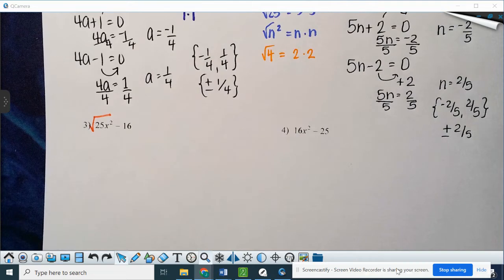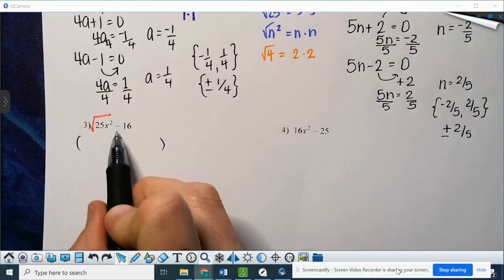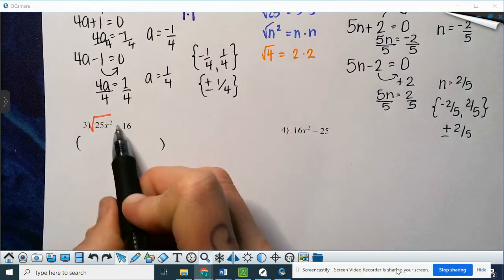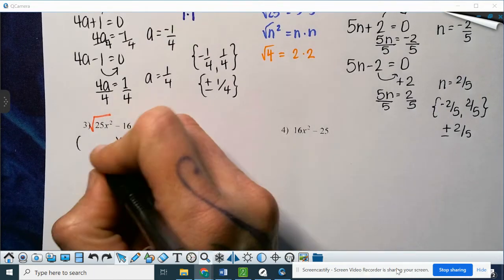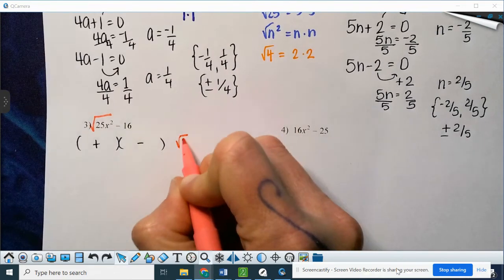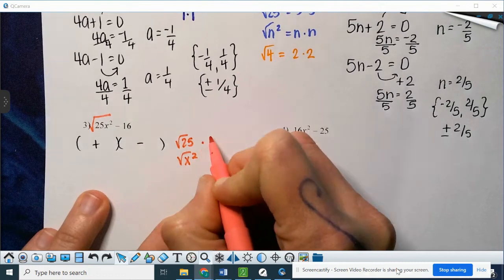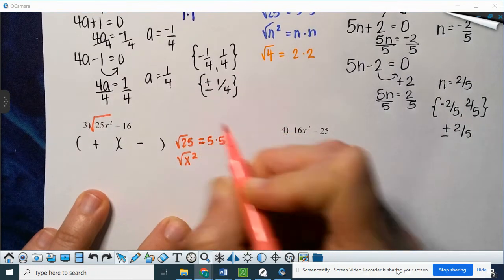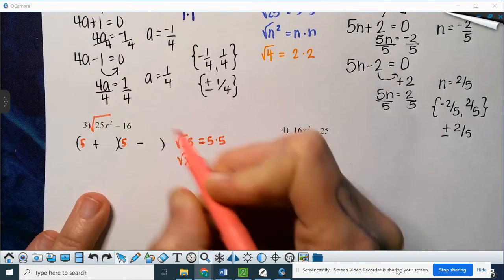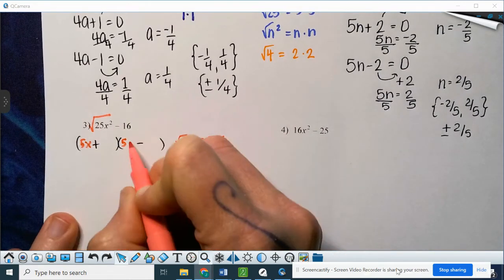We know we're factoring because it is a binomial subtraction. I can take the square root of 25, and I can take the square root of 16. So I have a plus and a minus. So the square root of 25 and the square root of x squared, and that's 5 times 5. So it's going to be a 5 and a 5. X squared, remember, is x times x. So the root is going to be x and x.